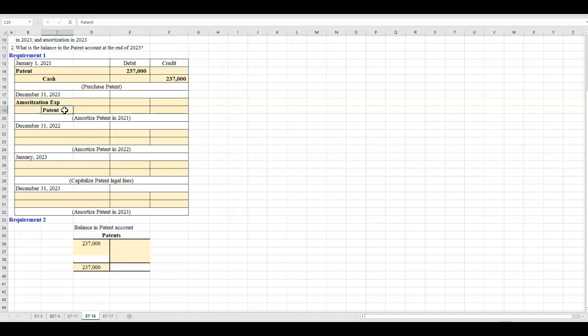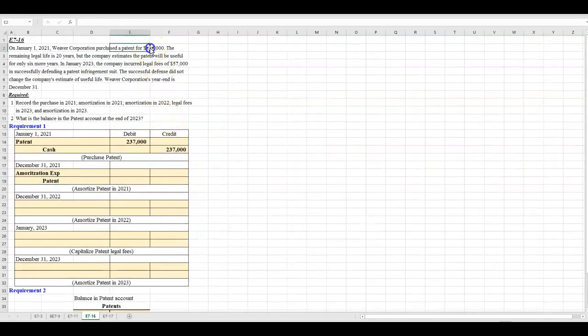So how much is our amortization expense? Well, we said it was a cost of $237,000 over 6 years. So $237,000 divided by 6 gives us $39,500 per year. At the end of 2022, same thing. Amortization expense and patent. Same amount. Because we're doing straight line. So we're just going to divide it over the years.